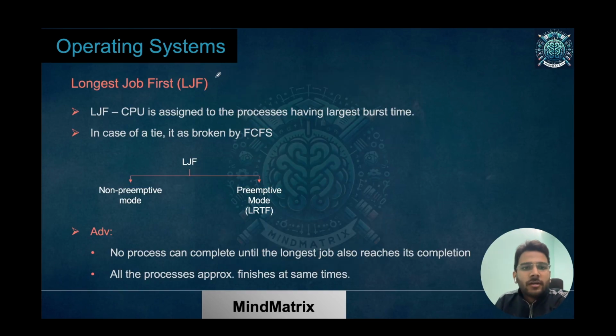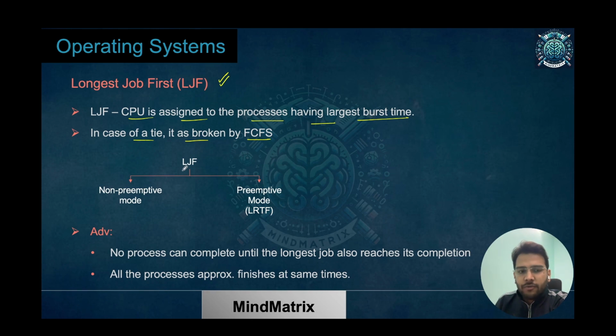So let's start. Today we will be starting with longest job first. We have covered few CPU scheduling algorithms in the previous lecture. So here we will be first talking about longest job first. As the name suggests, the process which is having the longest burst time, we are going to schedule that process first. Okay. So in LJF, the CPU is assigned to the process having the largest burst time. And in case of a tie, it is broken by FCFS, first come first serve.